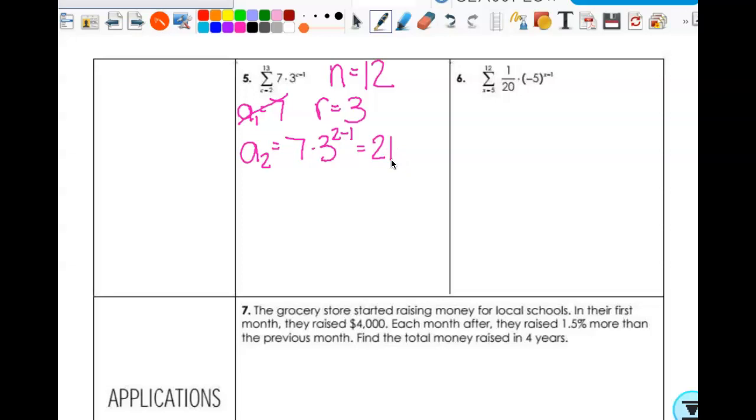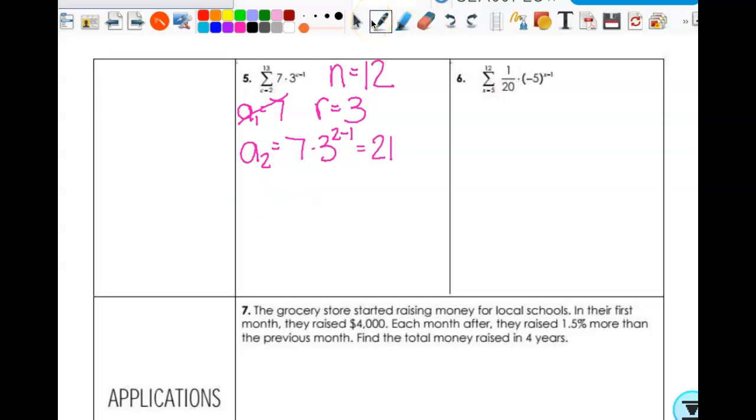Everybody understand why we don't care about a sub 1? Yes? Okay. All right, so then we need to find the sum of those 12 terms. So you go ahead and, oh, actually, never mind. We're going to skip that on this one. We don't need to do every single one. That's all I wanted to do on number 5.